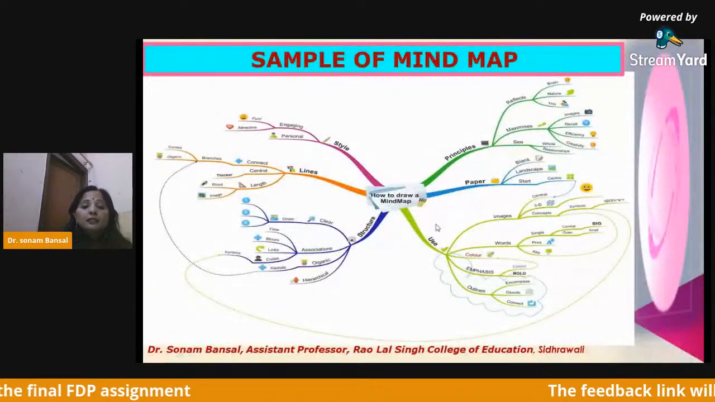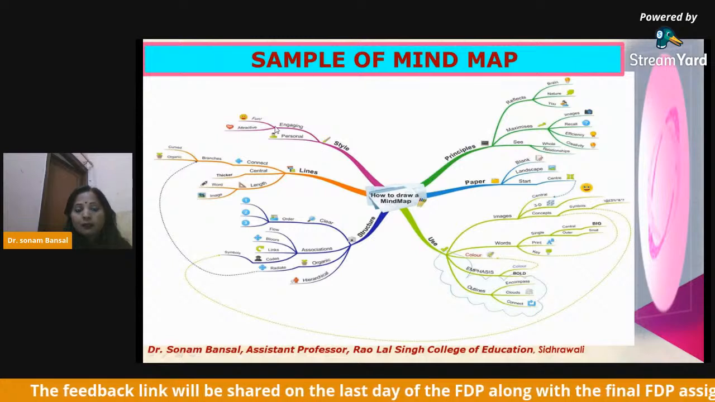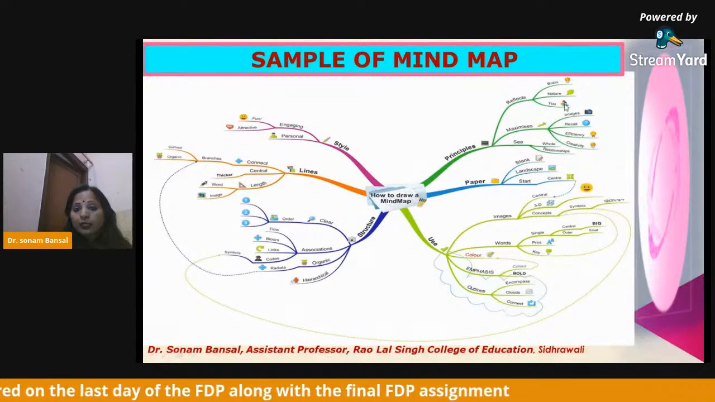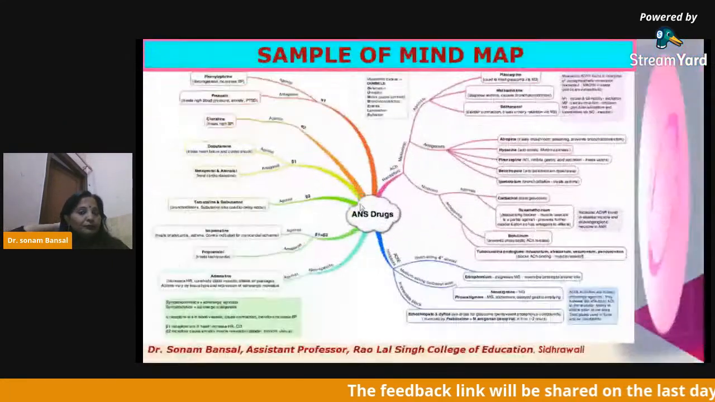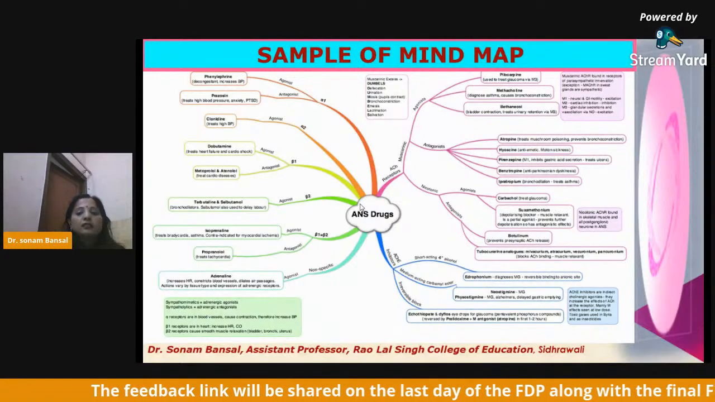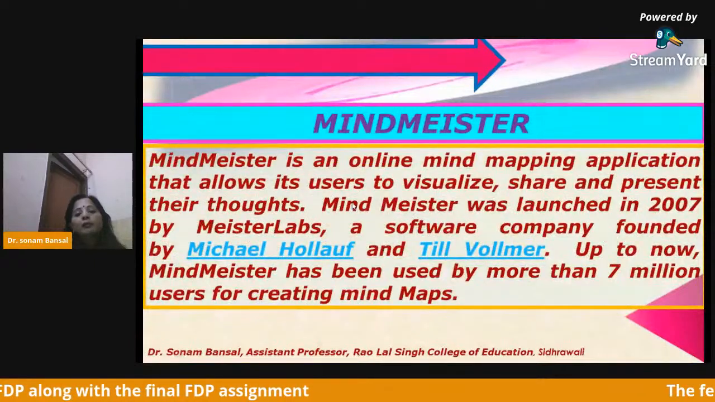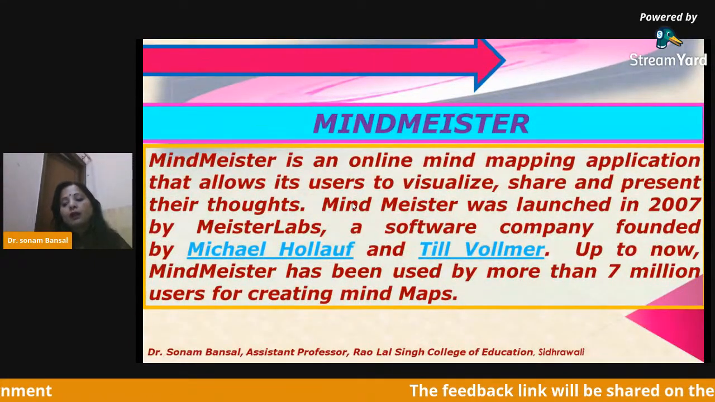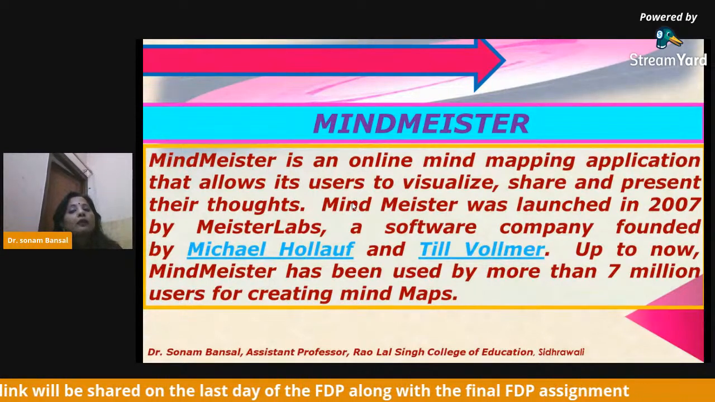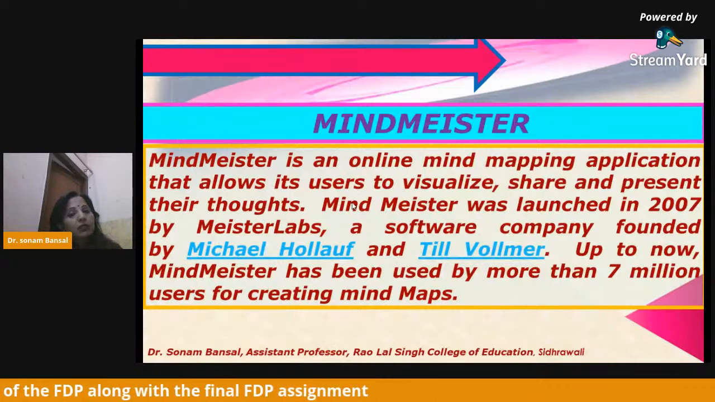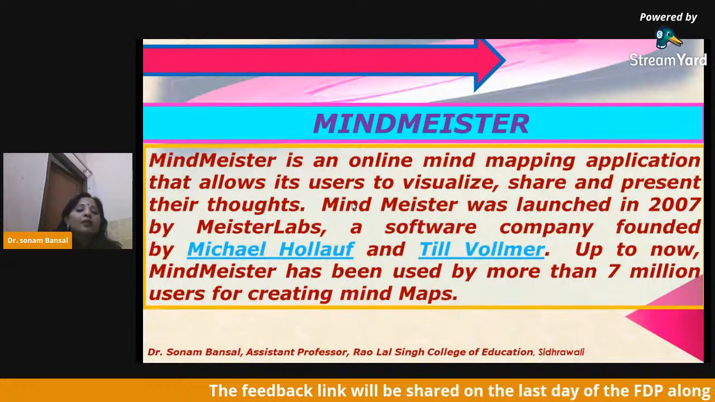Now, this is one of the samples of mind mapping. Here is the main concept, and the branches and the sub-branches are showing the sub-ideas related to the main concept here. So this is the complex one, and the previous one is the easier one. You can give an entire topic on this mind mapping. So today we are going to discuss how to create a mind map with the help of MindMister. MindMister is an online collaborative tool, and it is an application that allows its users to visualize, share and present their thoughts in a unique manner.